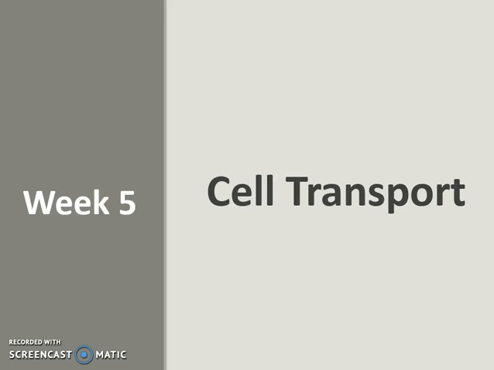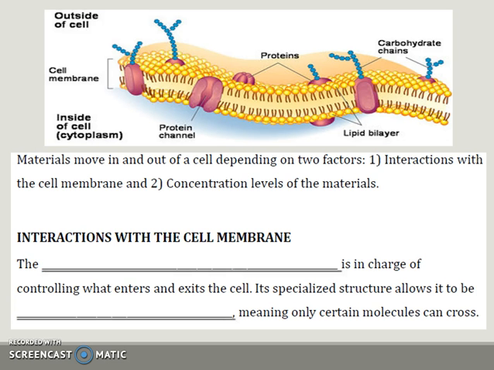Okay guys, so today we're going to review cell transport, which is basically how things move in and out of a cell. First thing we're going to have to review is the cell membrane. So materials move in and out of the cell depending on two factors. Number one, interactions with the cell membrane, and two, concentration levels of the materials that are trying to get in or leave the cell.